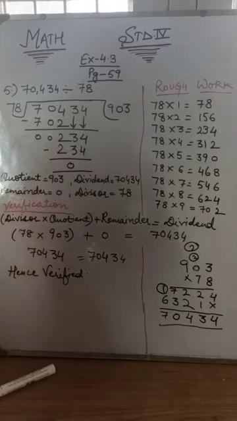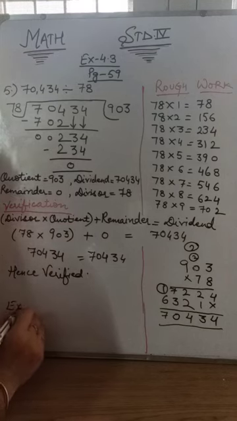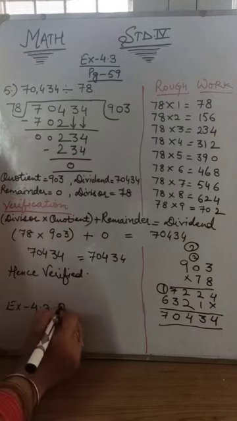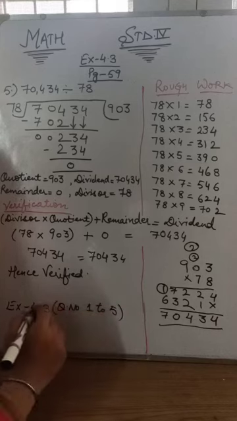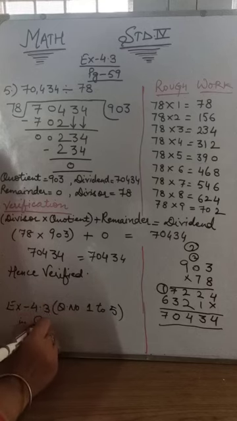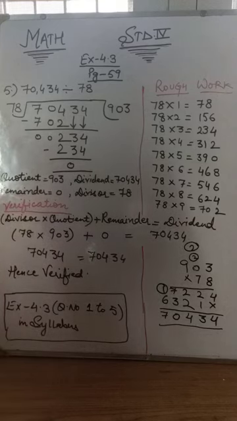Hence verified. So your answer is verified, checked. So this was all about your exercise 4.3. Only sums 1 to 5 are in the syllabus. So you can write: exercise 4.3, question numbers 1 to 5 in syllabus. Okay, so make a note of it. Other parts no need to do.